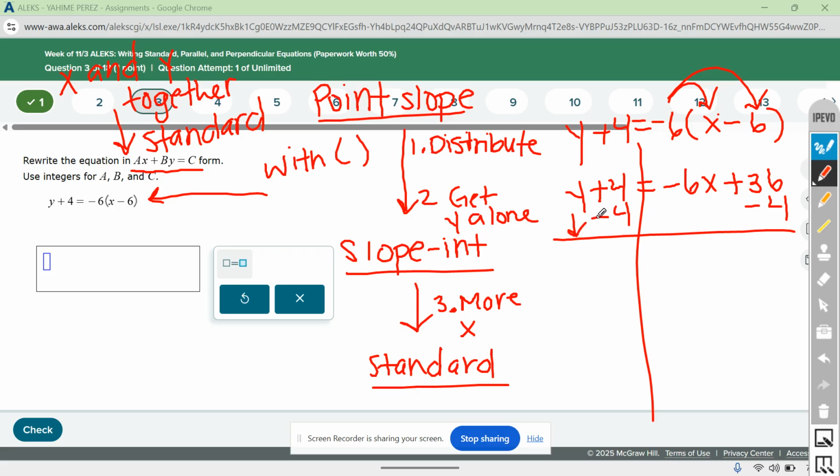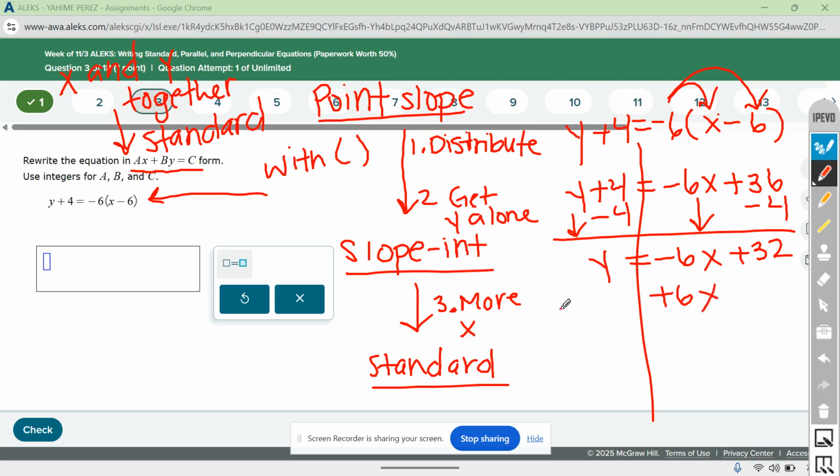So I'm left with y equals negative 6x plus 32. And now this is in slope-intercept form. I have one more step. So I need to move this x. So to move the x, I have to get rid of negative 6x by either adding or subtracting on the right, right? So to get rid of negative 6x on the right, I'm going to add 6x.